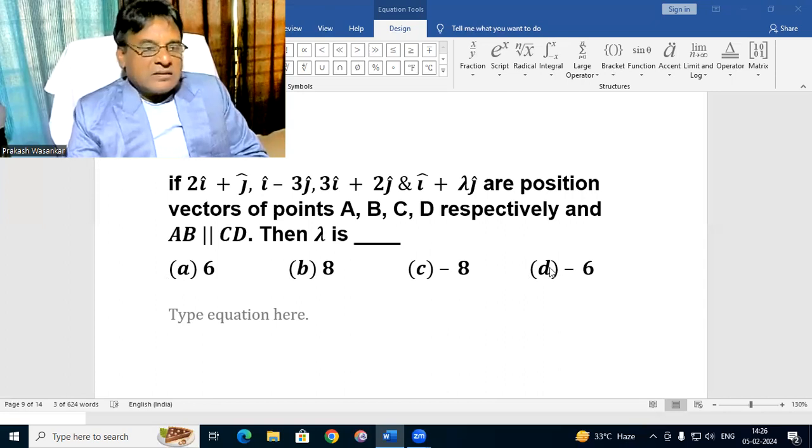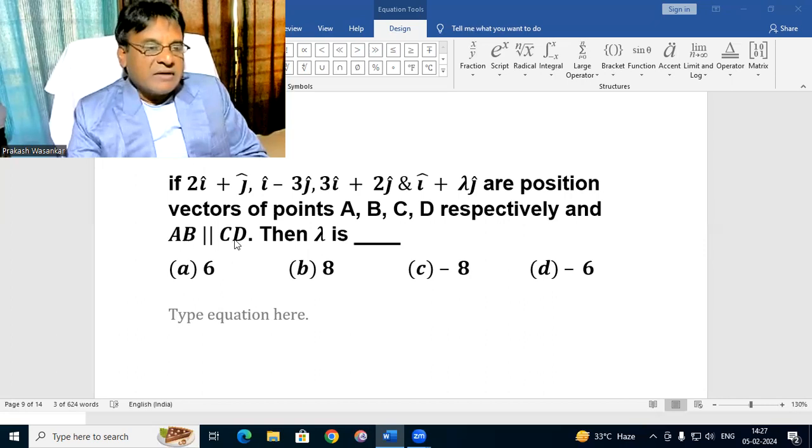Next, it is given that the points A, B, C, D have the following position vectors. The position vector of point A is A bar, which equals 2i plus j. The position vector of point B, B bar, equals i minus 3j. The position vector of point C, C bar, equals 3i plus 2j, and the position vector of point D, D bar, equals i plus lambda j. Again, it is given that AB is parallel to CD, and we find lambda.